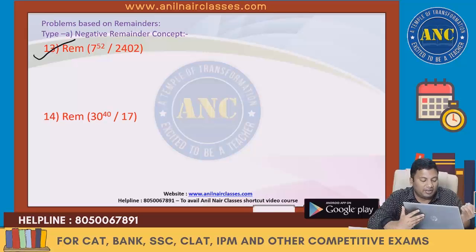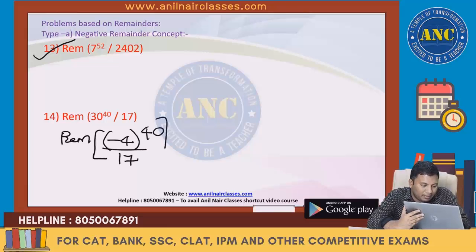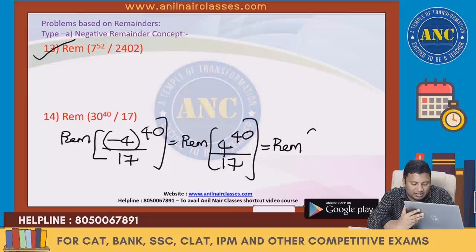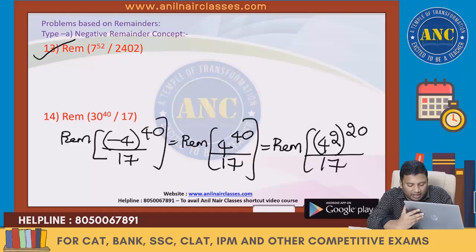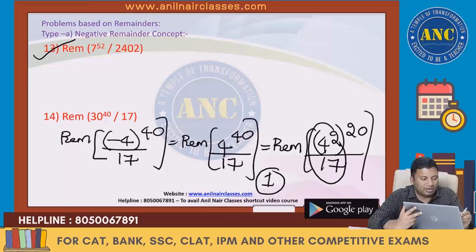The 14th is a previous year competitive exam question, so I will revise it. 30 power 40 divided by 17. 17 2s are 34, so minus 4. Minus 4 power 40 divided by 17. Minus power even is plus, so this becomes 4 power 40 divided by 17. Which power of 4, when divided by 17, gives plus 1 or minus 1? 4 square power 20 divided by 17. 16 by 17 is minus 1, and minus 1 power even is plus 1.